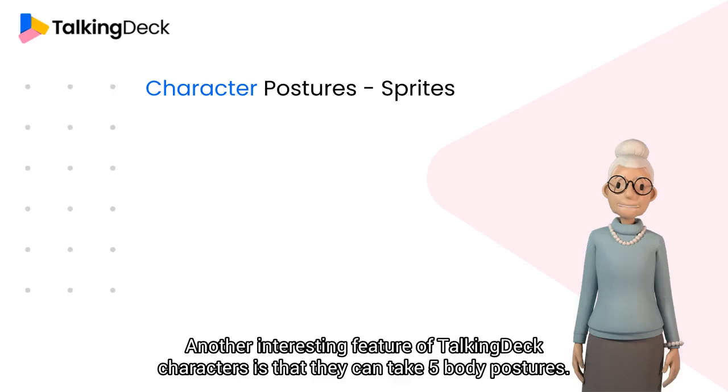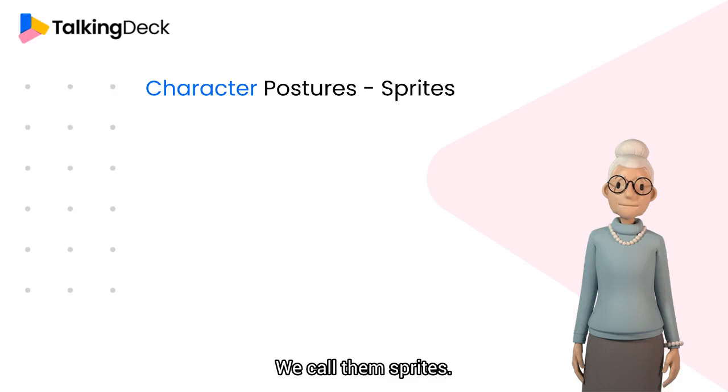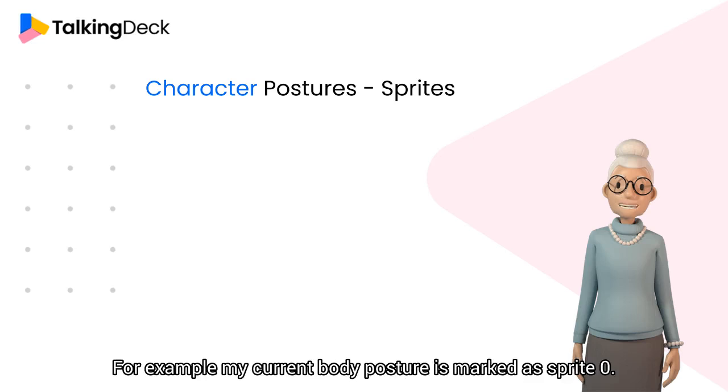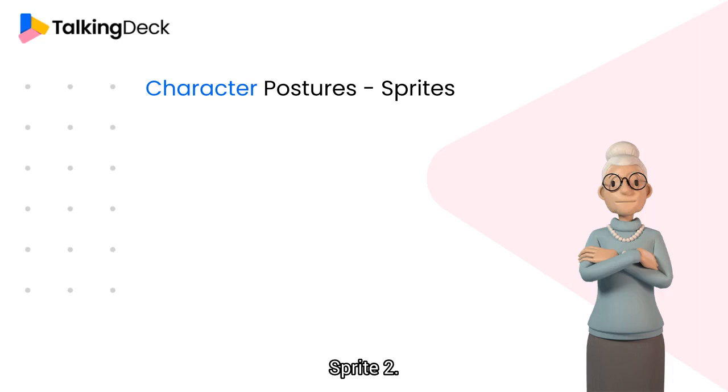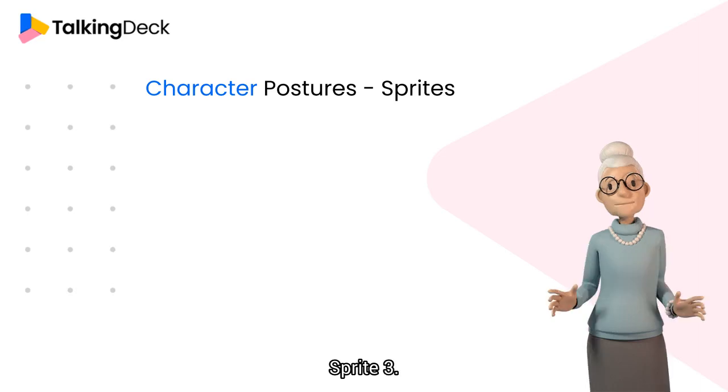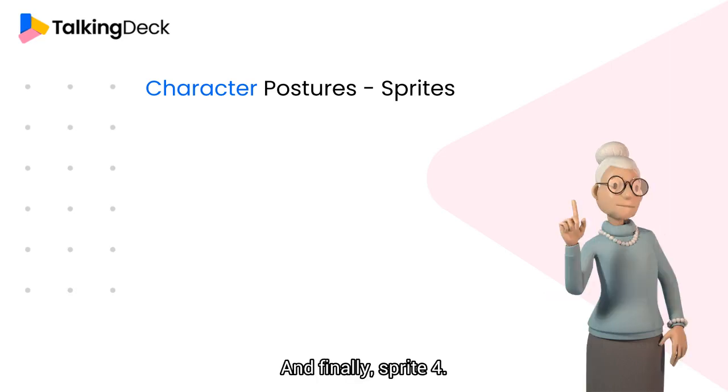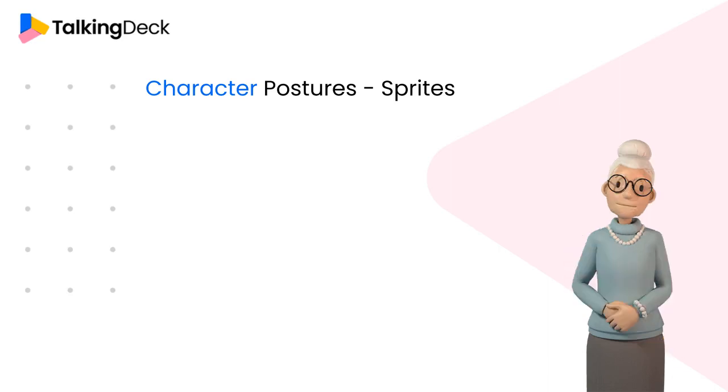Another interesting feature of TalkingDeck characters is that they can take 5 body postures. We call them sprites. For example, my current body posture is marked as Sprite 0. Here is the Sprite 1, Sprite 2, Sprite 3, and finally, Sprite 4. Let's get back to Sprite 1.